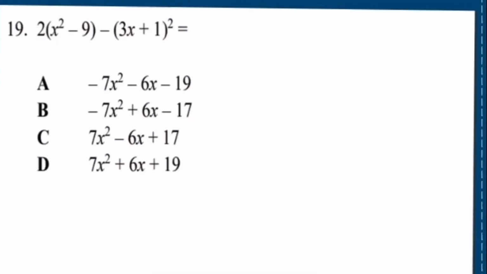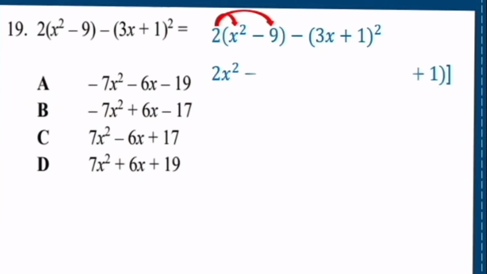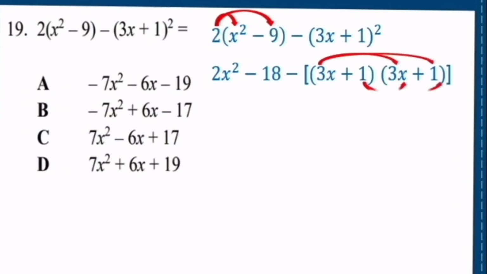So question number 19, this one is quite simple. You do expansion carefully, right? Okay, so now let's do it together. 2 times x squared minus 9, minus 3x plus 1 squared. So I just want to remind you, when you expand, you take 2 times x squared, you write down 2x squared. Okay, 2 times negative 9 will be negative 18. Then this one, be careful. You put a big rectangle bracket before it, okay, expand carefully.